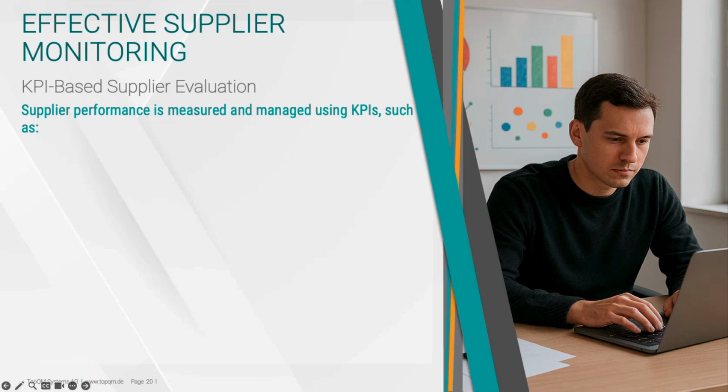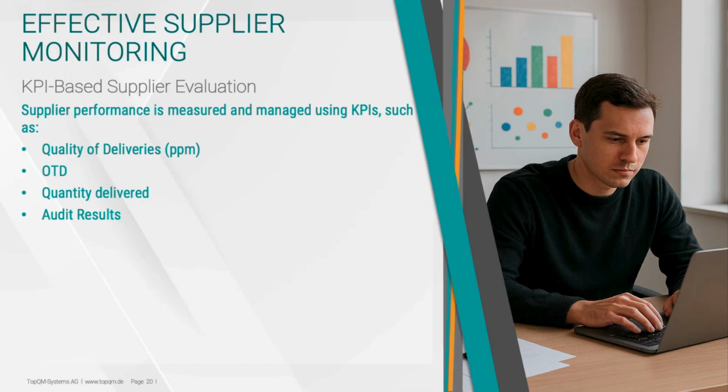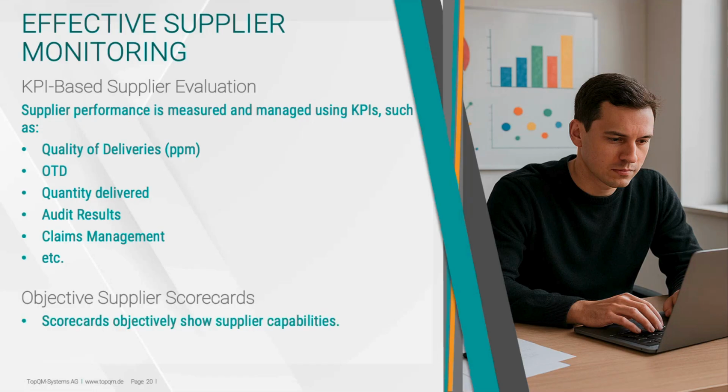using whichever KPIs. These KPIs might be looking at the quality of deliveries. Again, I'll just put PPM here. You might have some kind of incident-based evaluation in this regard. The on-time delivery, the quantity of product delivered for each delivery, audit results, claims management. Those might be issues that you would have included in your evaluation scheme of suppliers. Again, you adapt that to whatever your needs are. The objective of this whole issue is that you have some kind of a scorecard to show what capabilities the supplier has.